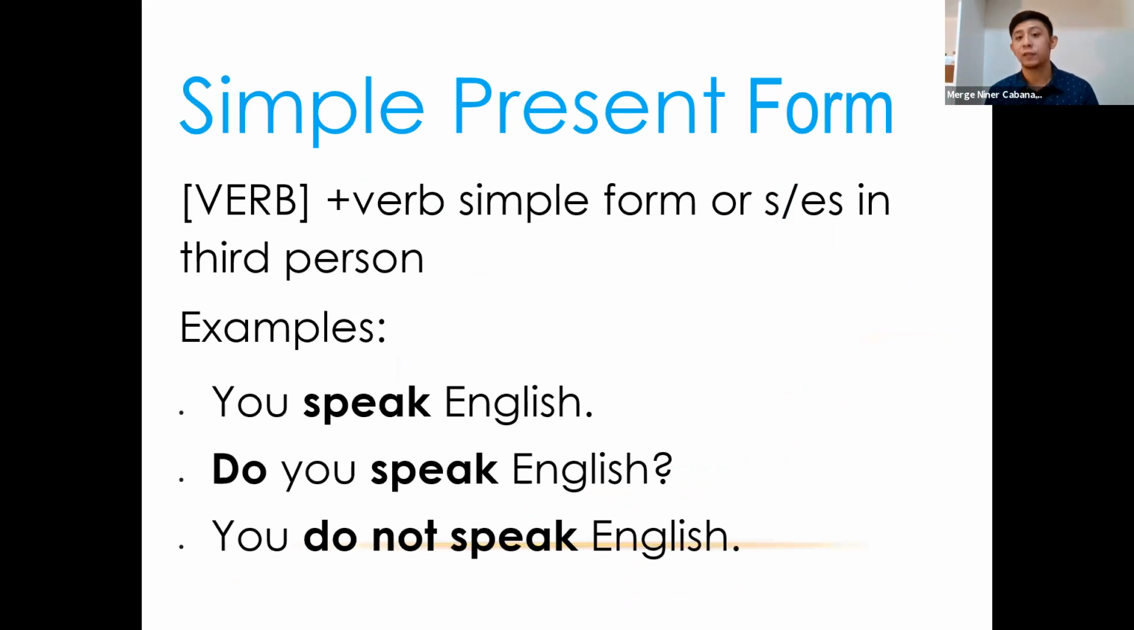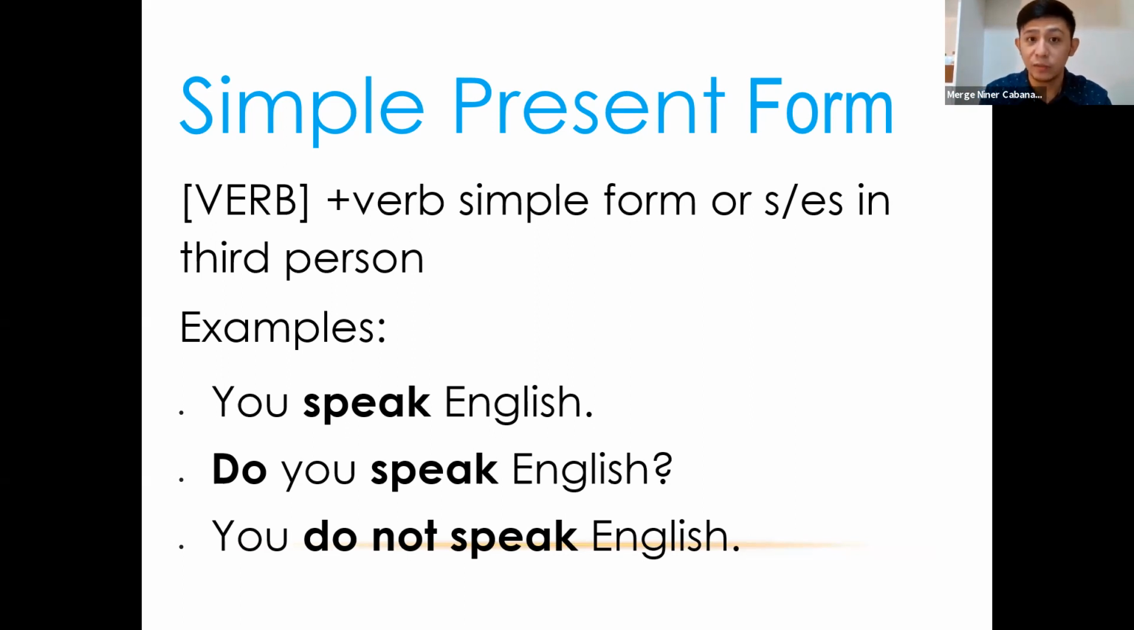So the simple present form of the verb. It's very simple. You just need to get the subject, and then you add the verb. The verb should have agreement with the subject. So if your subject is singular, the verb should agree to the number of the subject, so your verb must also be singular. Same goes with the plural form. If your subject is plural, then your verb must also be plural.